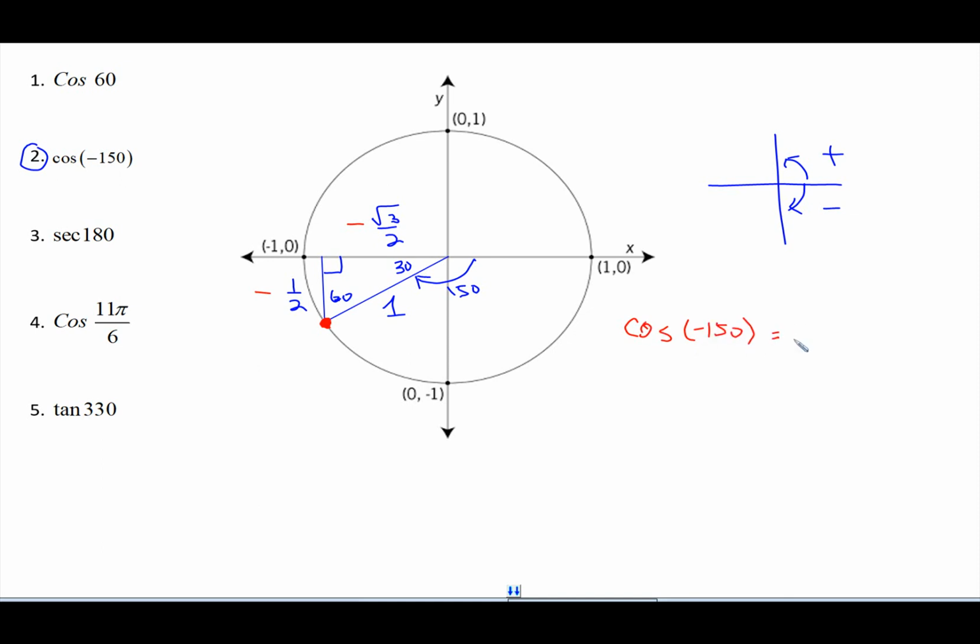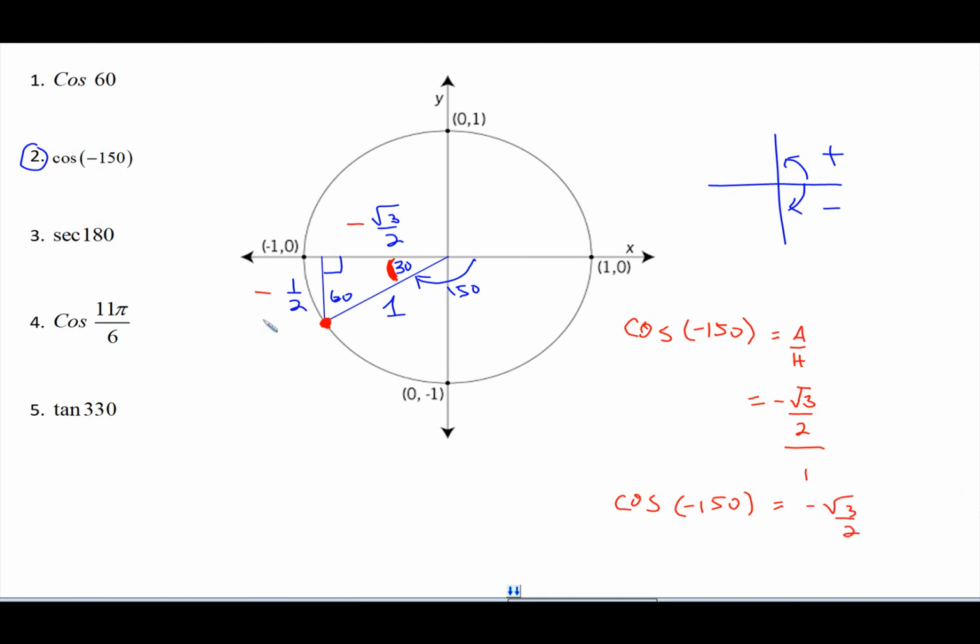Well, cosine we know is adjacent over hypotenuse, relative to this central angle right here. So from this angle, what's the adjacent side? It's negative rad 3 over 2, over our hypotenuse, which is 1. So our answer, cosine of negative 150, is negative rad 3 over 2.